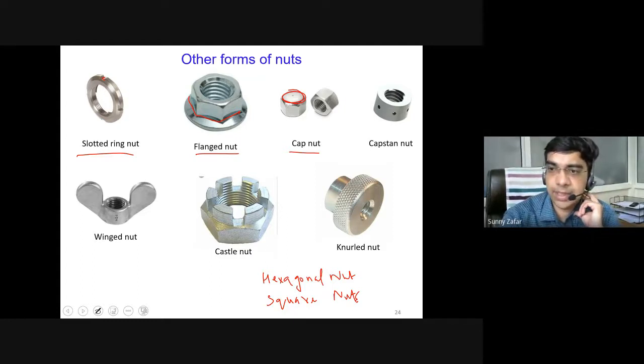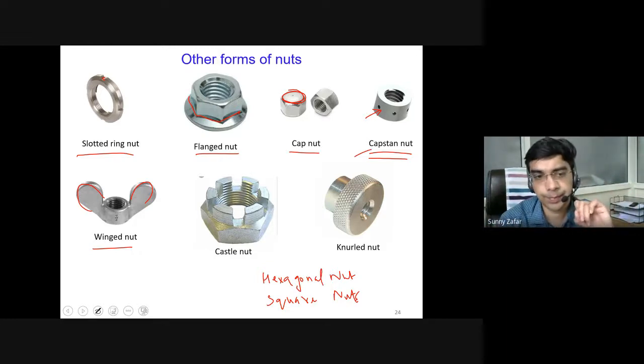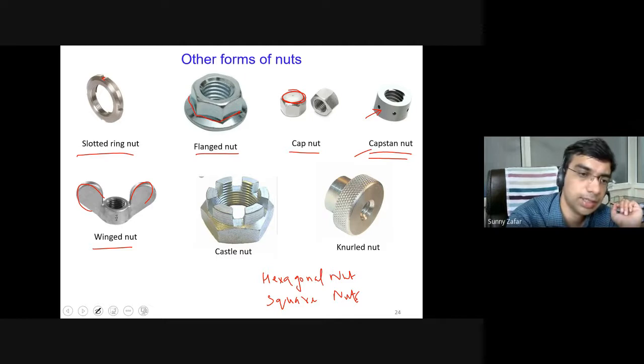Then is a capstan nut, in which the tightening and untightening is done by putting a, say, Tommy bar through these holes, and you can tighten it up or loosen it up. These are known as the capstan nuts. Then this is a wing nut. Because this has the shape of a wing, by holding on the wing, you can apply torque to tighten it up. And since these are nuts, they have internal threads present.